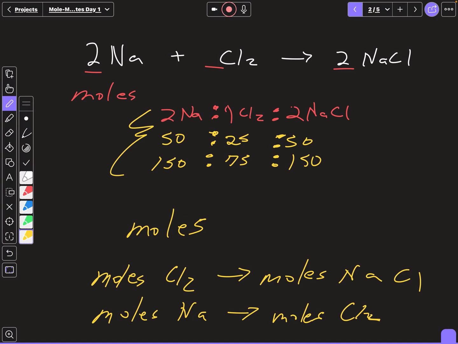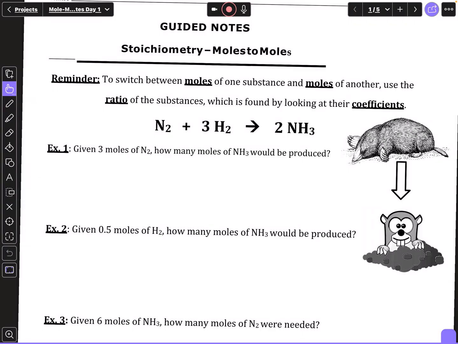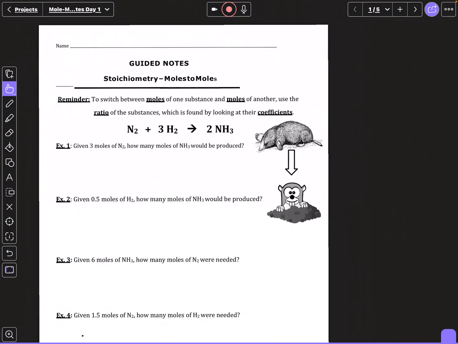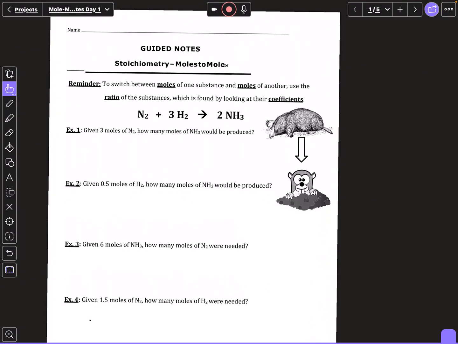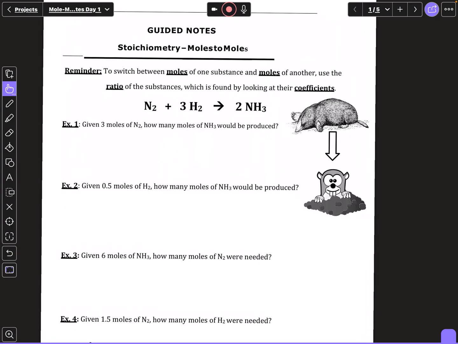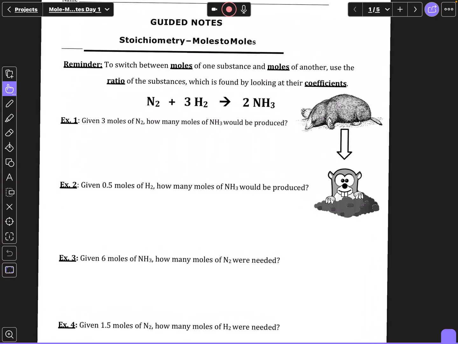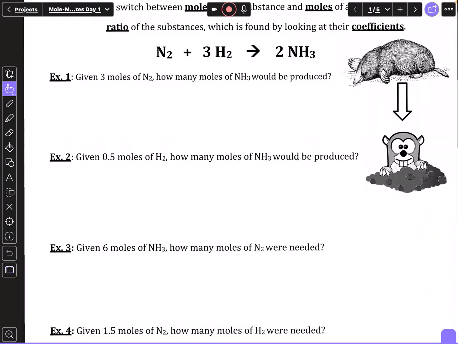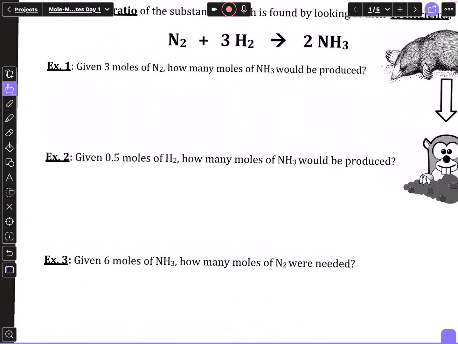And so looking back at your notes, you should have these guided notes in front of you, and we're going to work a few example problems, and then we'll get you to do some practice problems on your own. So we need to switch between moles of one substance and moles of another. Use the ratio of the substances, which is found by looking at their coefficients. Now, I'm going to show you two different ways to work these problems, and you can pick whichever way you want to work these out.